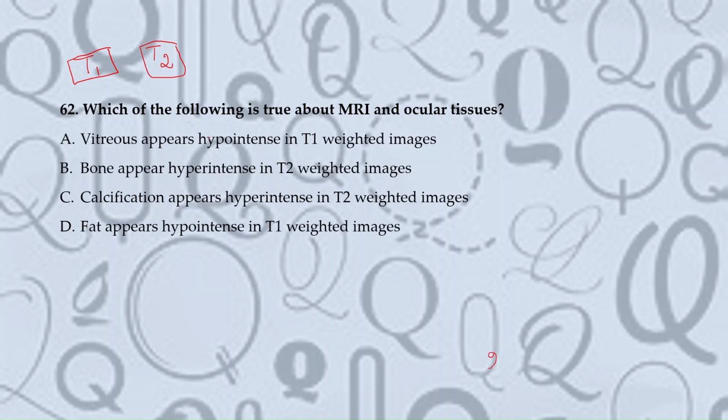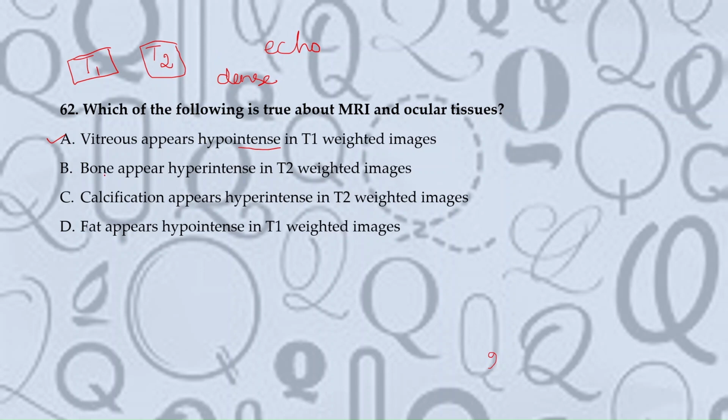Vitreous appears hypointense in T1 weighted images. This is right. Why? Anything that contains more water is hypointense in T1, whereas in T2 it becomes hyperintense. These are the words which we use for CT and MRI. When we say intense, we are talking about MRI, and when we say dense, we're talking about CT. Hypodensity, hyperdensity in CT scan, whereas hypointensity and hyperintensity in MRI. What about echo? When we use the word echo, we are talking about a B-scan ultrasound. So hypoechogenicity and hyperechogenicity. Okay, so the first option is right.